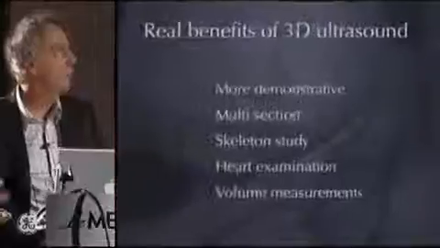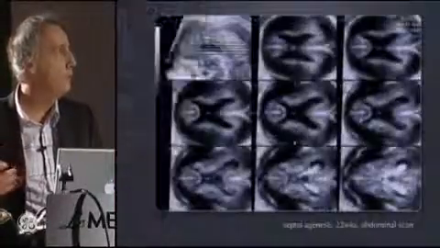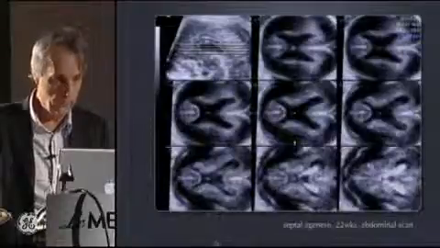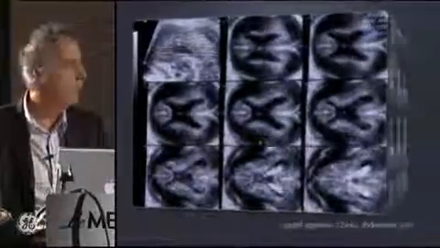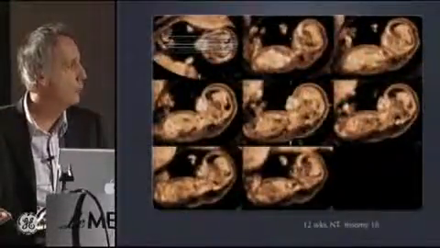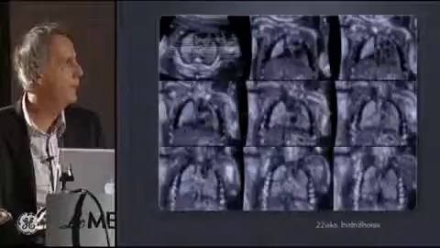Real benefit of 3D ultrasound, more demonstrative. Also, you can do any section plane inside. You can use the TUI. This was a septal agenesis, 22 weeks, with axial view and coronal view. So you don't need video, you can only give this picture. Nuchal translucency increase in case of trisomy 18. Hydrothorax, 22 weeks.